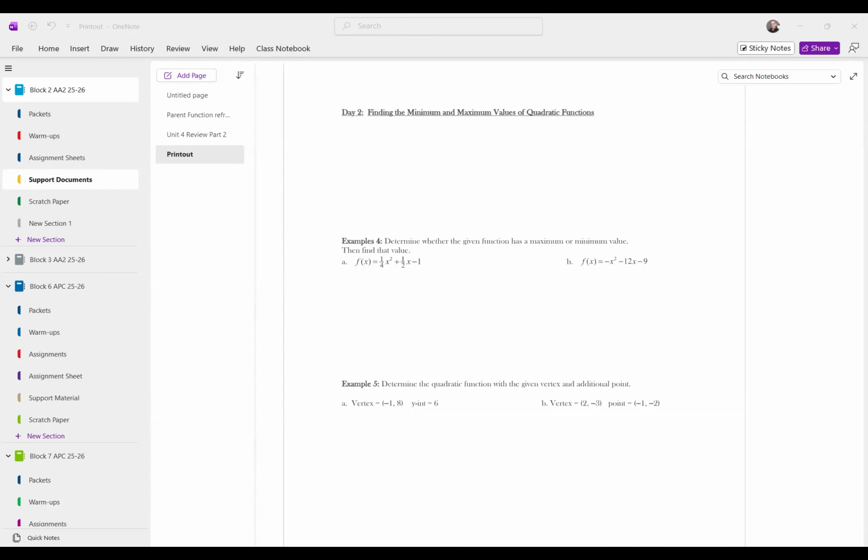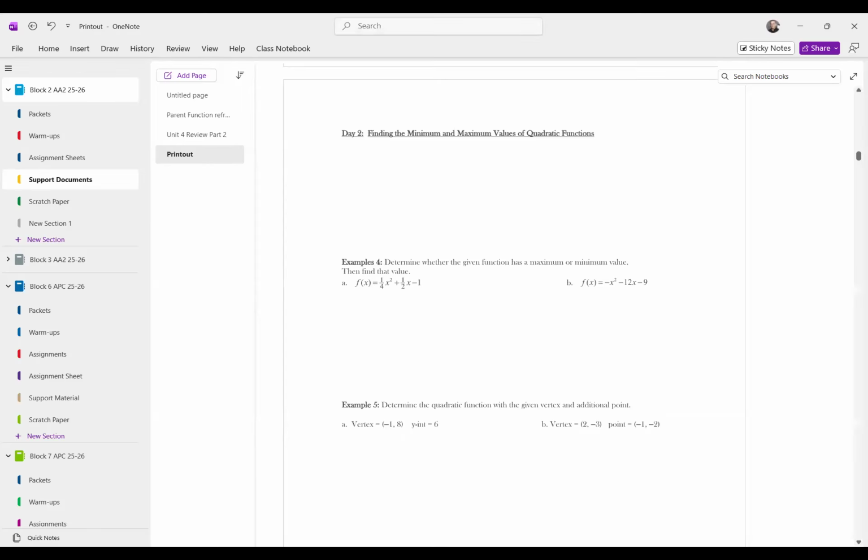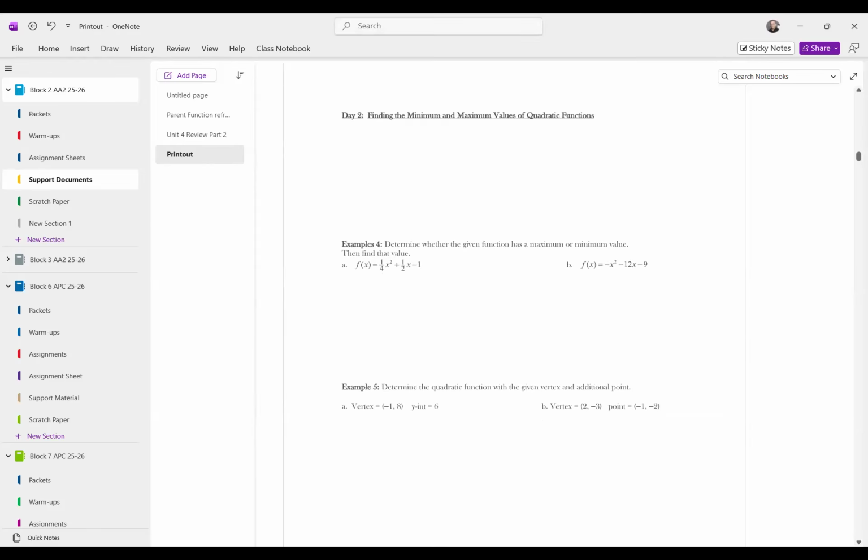Okay, so I'm going to finish the first section of Unit 5. This is day 2: finding minimum and maximum values of a quadratic function. As you know, quadratic functions always graph parabolas. So if the parabola is opening upwards, then we have a minimum value, of course, right there. And we'd be talking about the y value. And if that parabola is opening downwards, we have, of course, a maximum. And that is the y value.